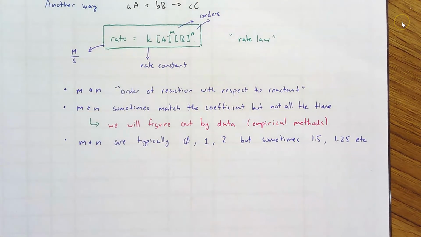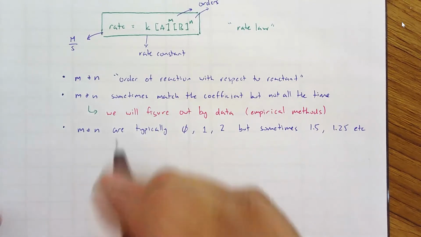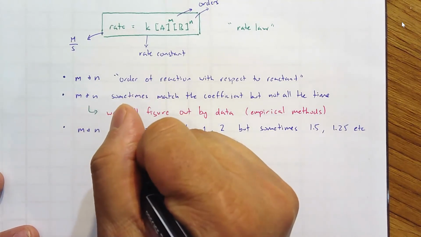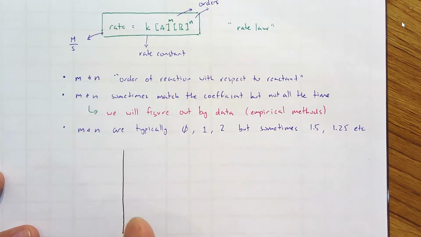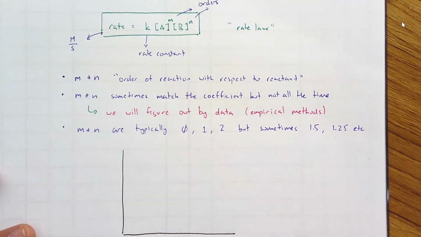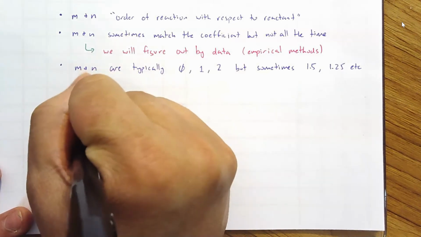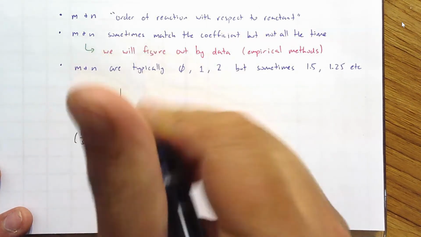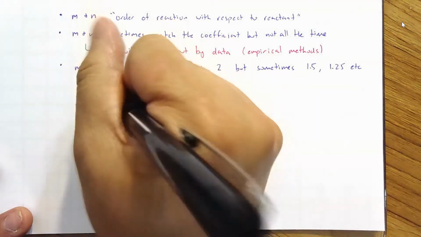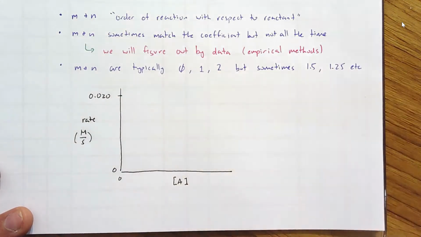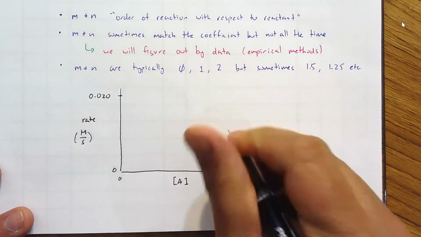Okay. Let me give you a graph, and then we'll take a look at some data and calculate M and N. This is the graph I want to sketch for you. Concentration is on the x-axis, and then rate, which we're again going to say is molarity per second. We'll start 0, 0 in the corner, and then maybe way up here it's 0.020 molar per second. And the concentration, let's go up to 2 molar.